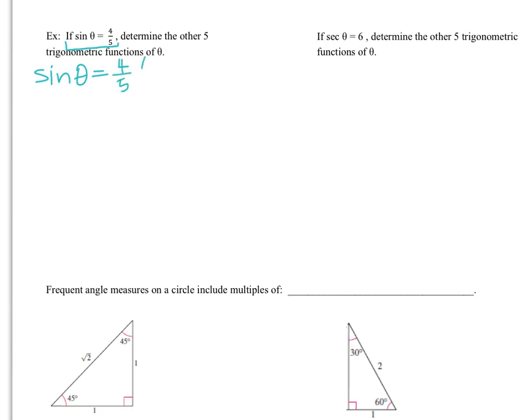It's opposite over hypotenuse. That means we're going to need a right triangle on our paper. So let's go ahead and draw one. You can draw in any direction you want. Just identify the right angle and identify theta.